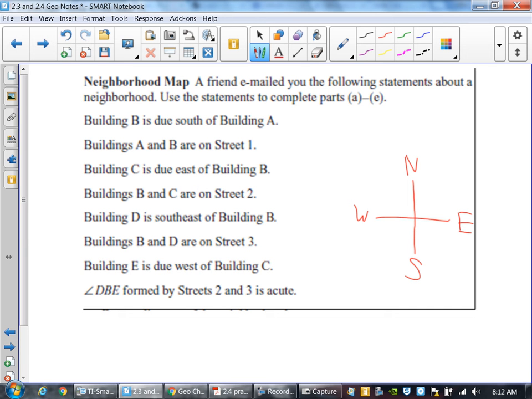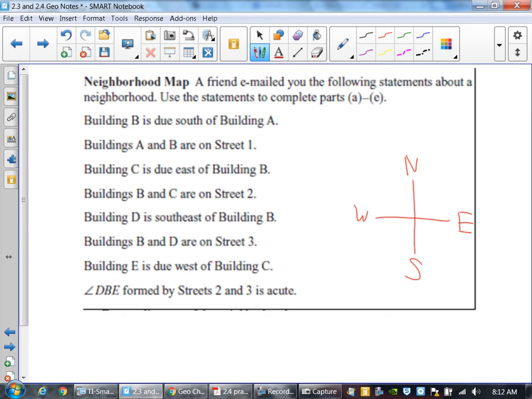So, we start with the first one here. Building B is due south. You know what due south means? Straight directly south. Very good. So, if I want to start drawing this out, I know that A would be here, B is here. A and B are on street 1. So this is street 1.